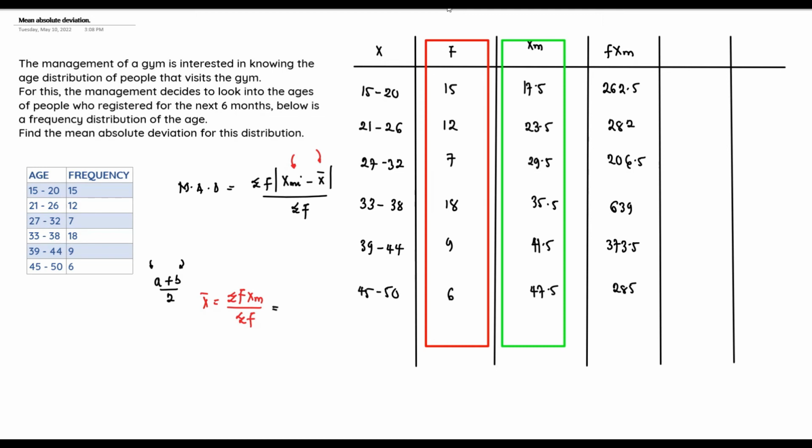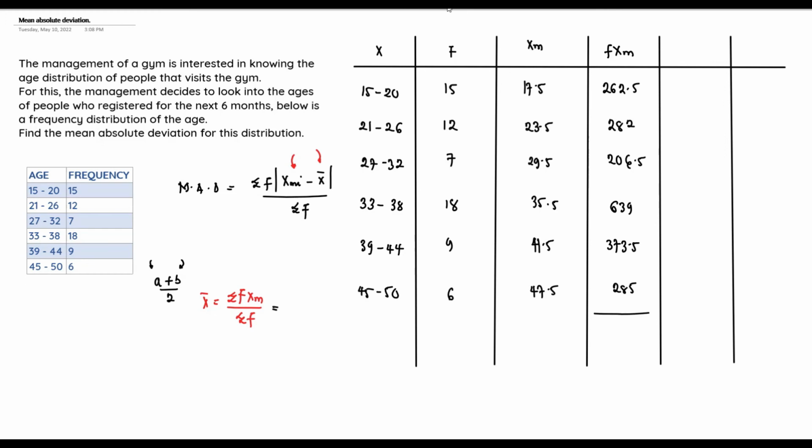So let's sum everything we have right here to give us the mean. That's 262.5 plus 282 plus 206.5 plus 639 plus 373.5 plus 285, and that gives us 2049 divided by, so let's sum the frequency rather. So we have 15 plus 12 plus 7 plus 18 plus 9 plus 6, and that gives us 67.